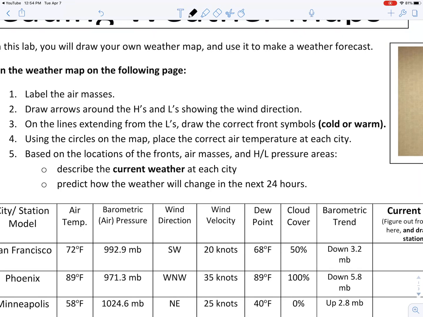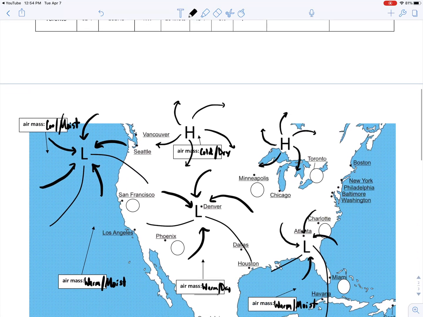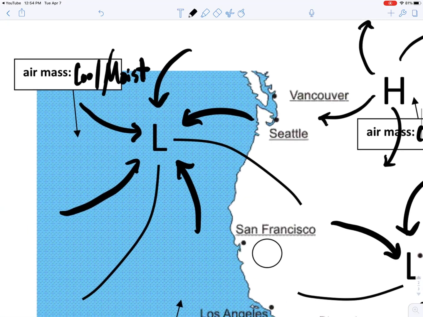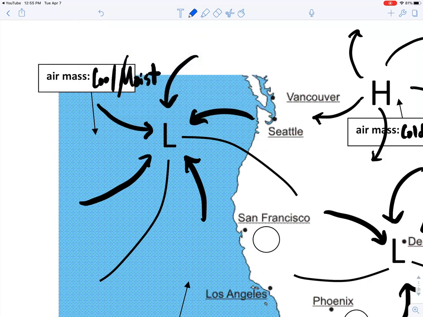should look like. But if we move on to step 3 here, on the lines extending from the lows, draw the correct front symbols. Here we go. So this is where we get to use our noggin a little bit, and we can think about these lines here and here. We can think about the fronts that would form here. So right off the bat, let's do this.